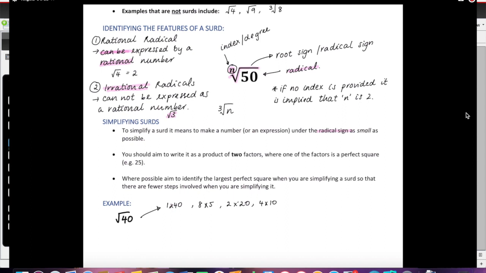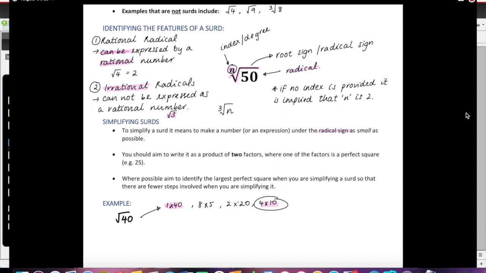All right, cool. So now that we've done that, the next suggestion says where one of the factors is a perfect square. So looking at the combinations I've written, we can identify that this one contains a number that is a perfect square, and so does that combination there. Then the next hint says, where possible, aim to identify the largest perfect square. In this case, the largest perfect square happens to be where our factors are 4 and 10. So it looks like I'm going to be using this.